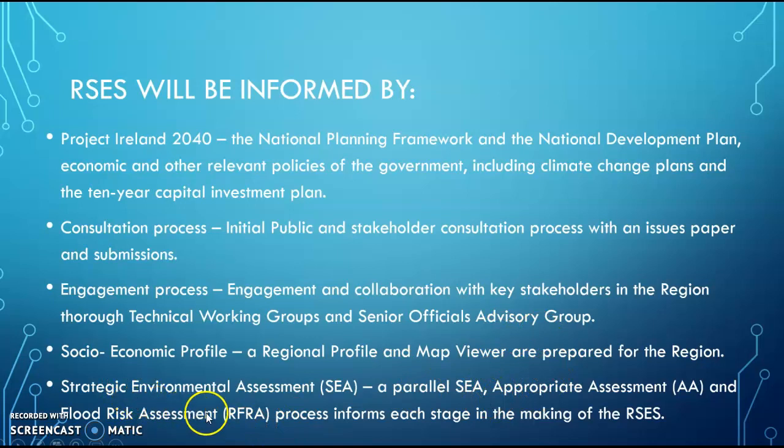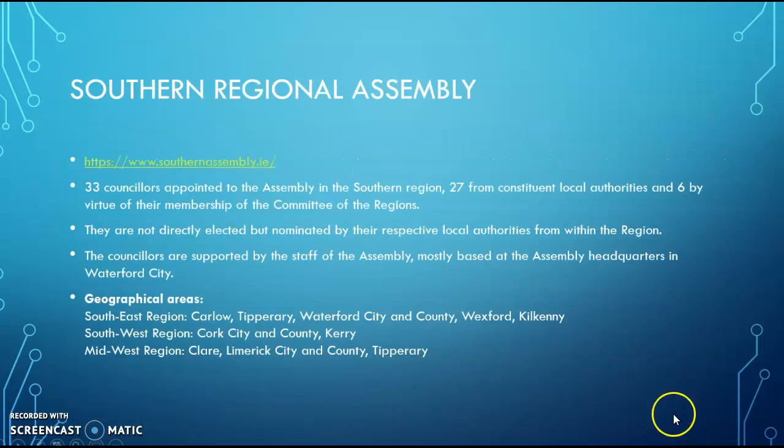There'll be a strategic environmental assessment, or SEA. So this is like an EIS, an environmental impact statement, only on a huge, strategic scale. And there'll be appropriate assessment of any habitats impacts, flood risk assessment, and they all supply environmental information that influences the making of the Regional Spatial Strategy.